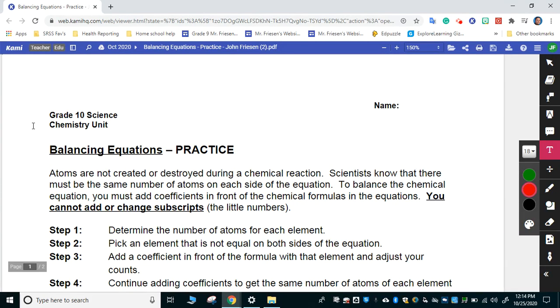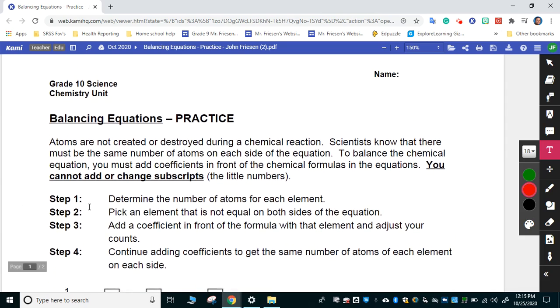Okay, grade 10. So this is in the chemistry unit, how to balance equations. Atoms are not created or destroyed. During a chemical reaction, scientists know that there must be the same number of atoms on each side of the equation. To balance the chemical equation, you must add coefficients in front of chemical formulas in equations. Okay, you cannot add or change subscripts. That's the little number below. Okay, just a little bit of reminder there.